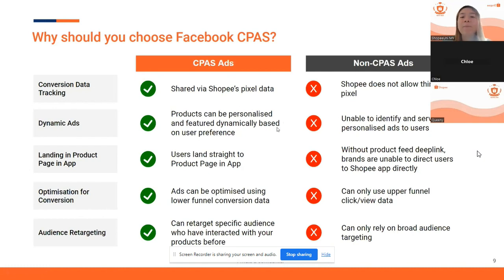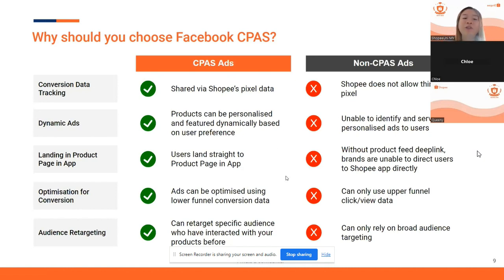For the products, they can be personalized and featured dynamically based on user preference, which means the system will automatically show your potential buyer what they want to see. It enhances the effectiveness of targeting the right audience. For example, audience A is interested in your hair shampoo, and you also sell body shampoo. The advertisement detects that user A likes hair shampoo, so it will only show user A hair shampoo products. It's very effective.